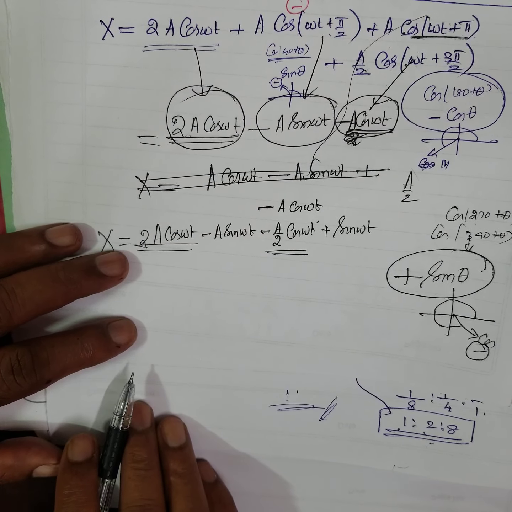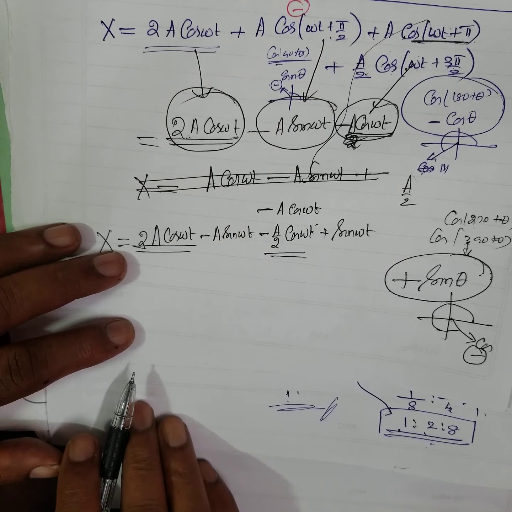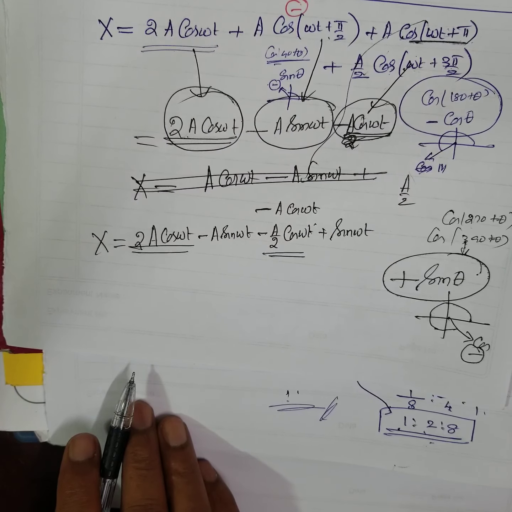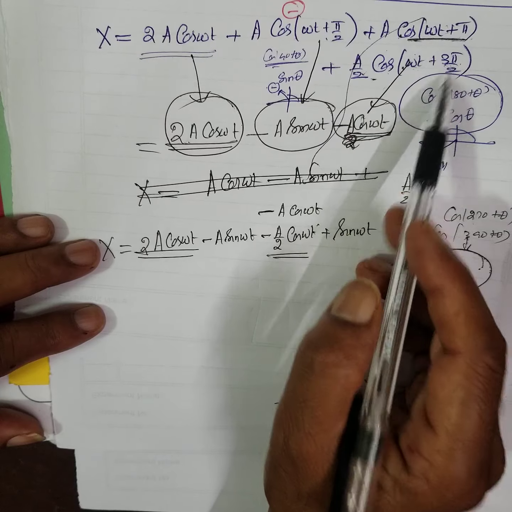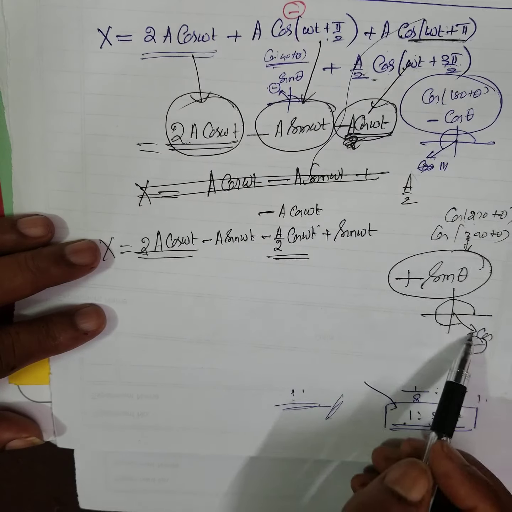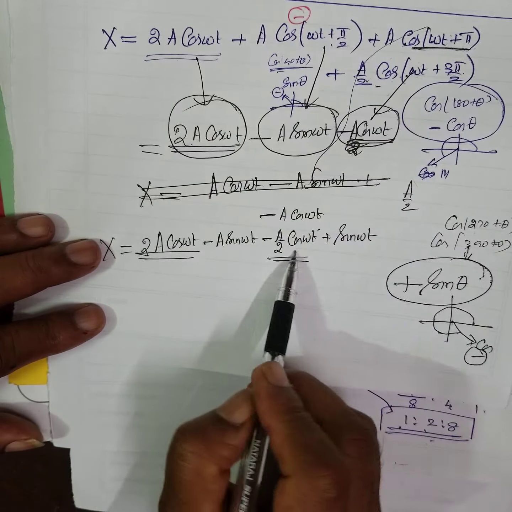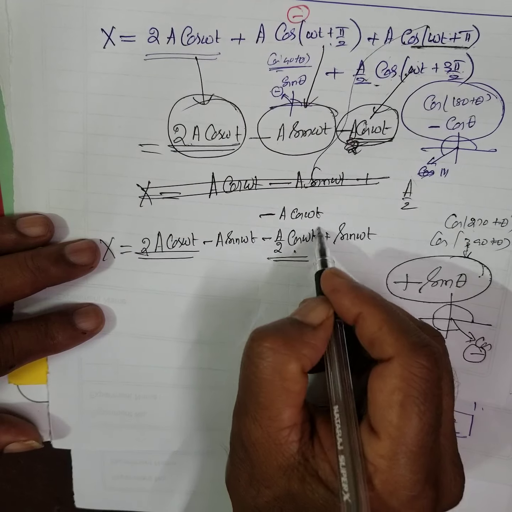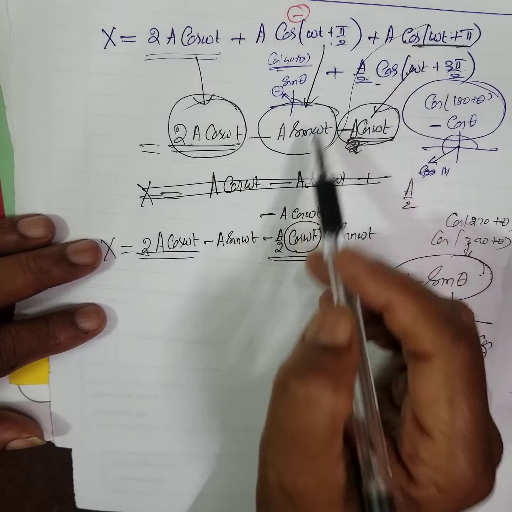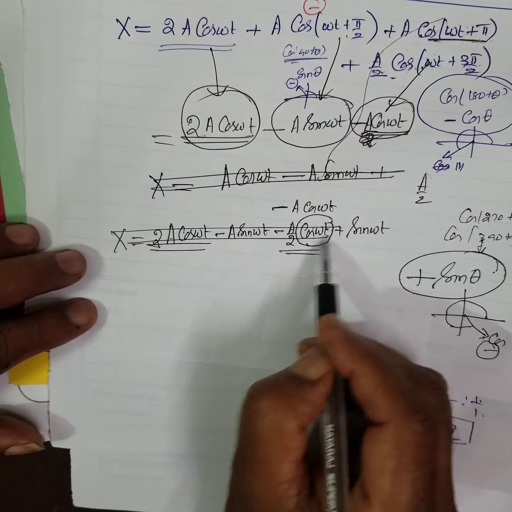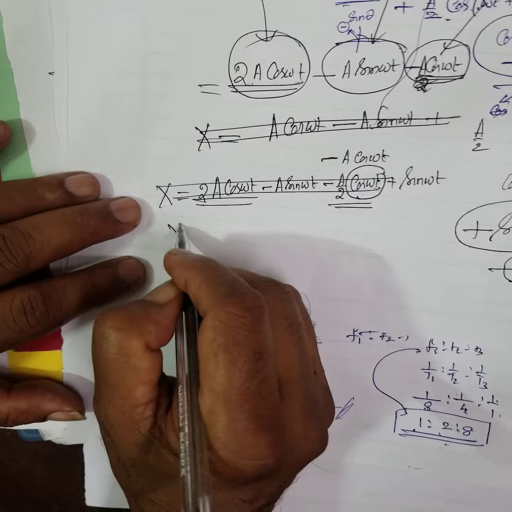Okay, but a by 2 cos omega t. How to do this? Look, this is a by 2 cos 3 omega t. No, therefore it is becoming sine. This does not become cos, this is sine, is it not? See, this we have already done. Again, I'll write it for you, because this type of confusion will come again and again.